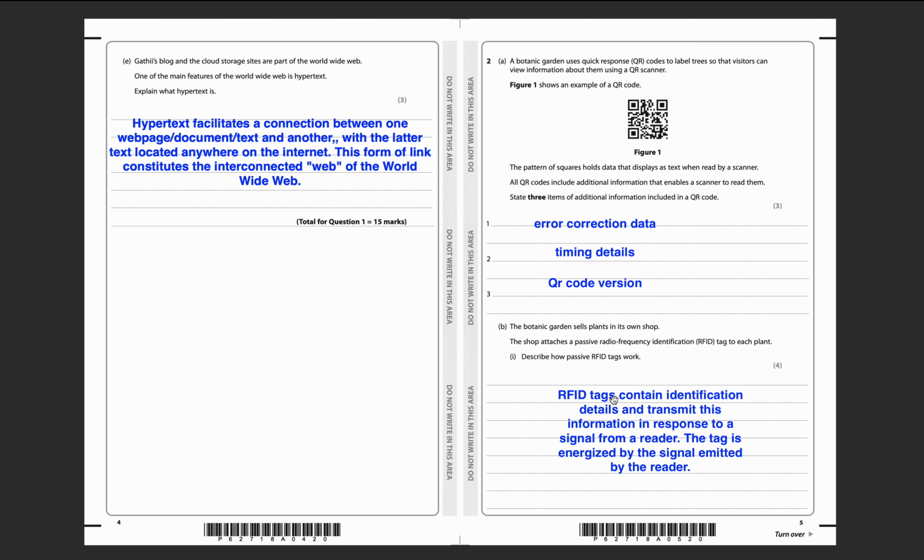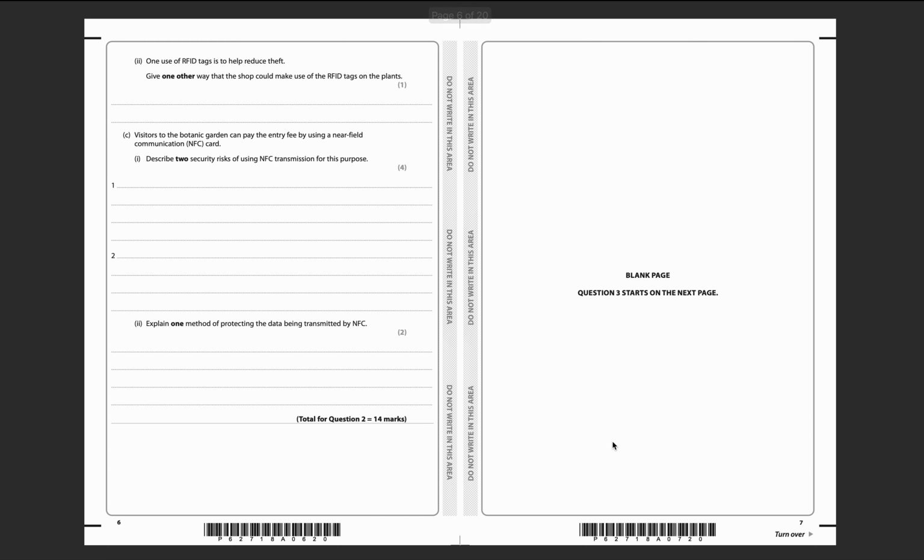the RFID tag contains identification details and transmits this information in response to a signal from a reader. The tag is energized by the signal emitted by the reader. So how is the tag energized? It is energized by the signal it gets from the reader. In this way it is charging actually. So this is the way RFID works. You can go to my YouTube video details section, where you can get the link of my blog, where you can see how RFID works in detail. So move to the second part.